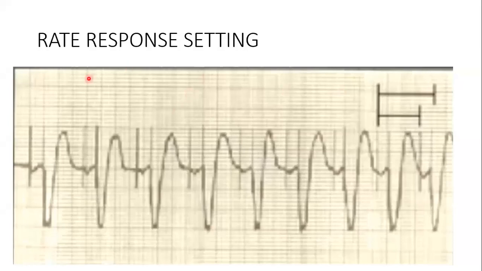So this one, if you look at this ECG, we can count the base rate from here. I think this is 1, 2, 3, 4, about 70, 80. And then you see the pacemaker spikes.